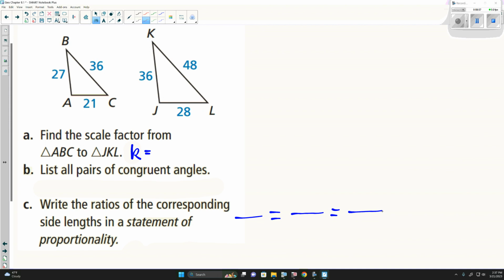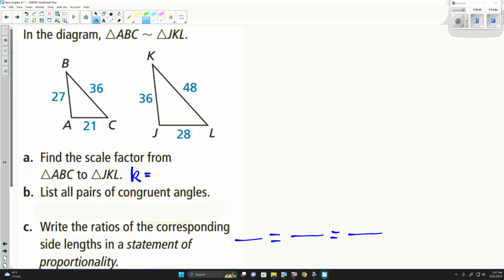C. So, ABC, so we start off with AB. AB would match up to which side? JK. BC would match up with KL. And lastly, AC and JL.